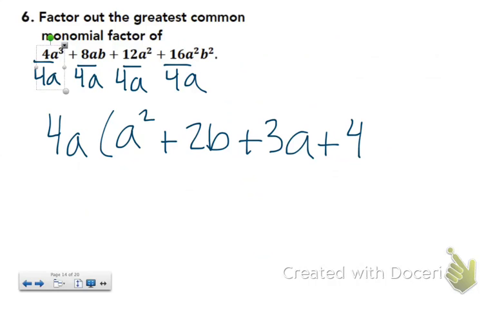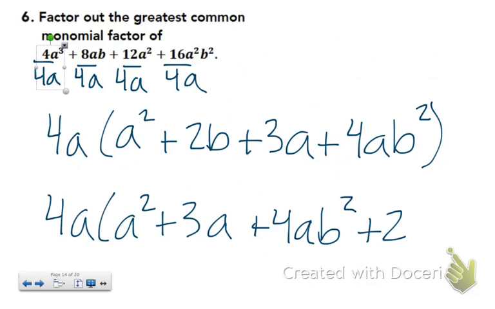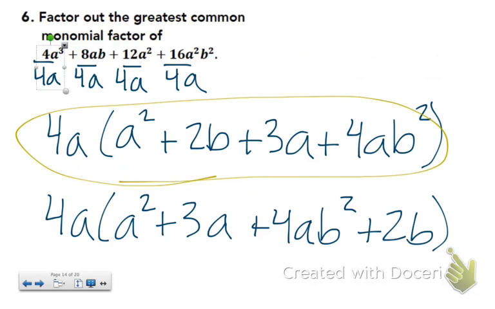3a, 4ab squared. Technically, you might see this written in descending alphabetical order, so it might say a squared plus 3a plus 4ab squared plus 2b. But either way, that first one would still be correct. You just might see it written the other way.